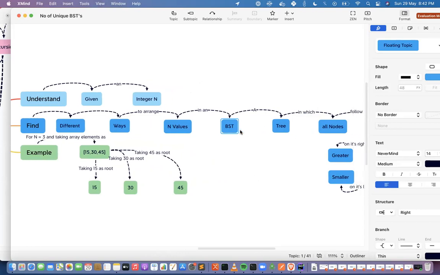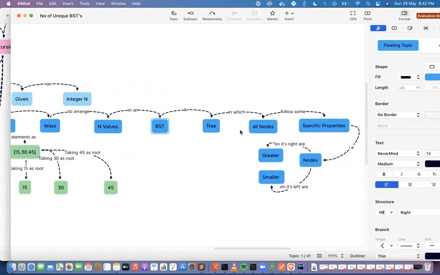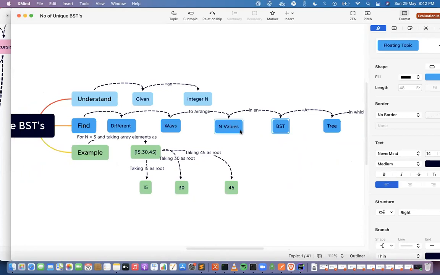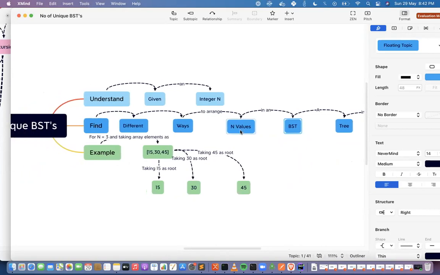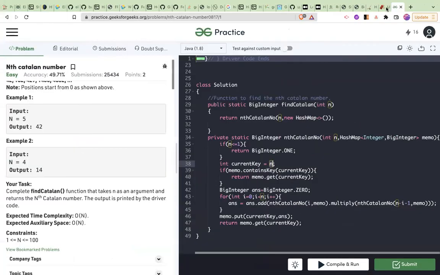Now what is a BST? Here BST means a tree in which all the nodes follow certain specific properties: the nodes on its left are always smaller and the nodes on its right are always greater. This is what a BST is, right? Consider an example, given n is equal to 3, and let's say we take the elements 15, 30, and 45. Taking 15 as a root, we can arrange the elements accordingly. Taking 30 as a root, we can arrange the elements accordingly, and the same with 45 as a root.